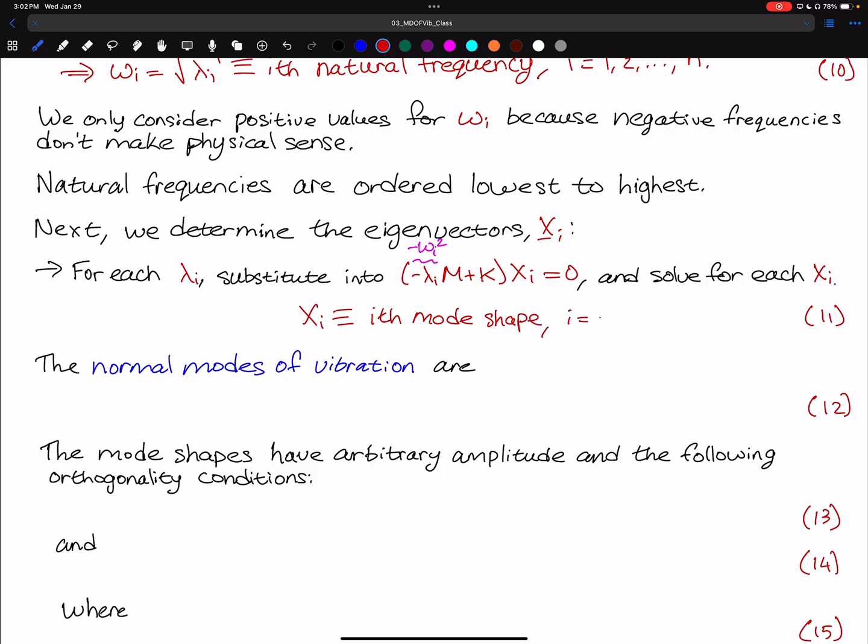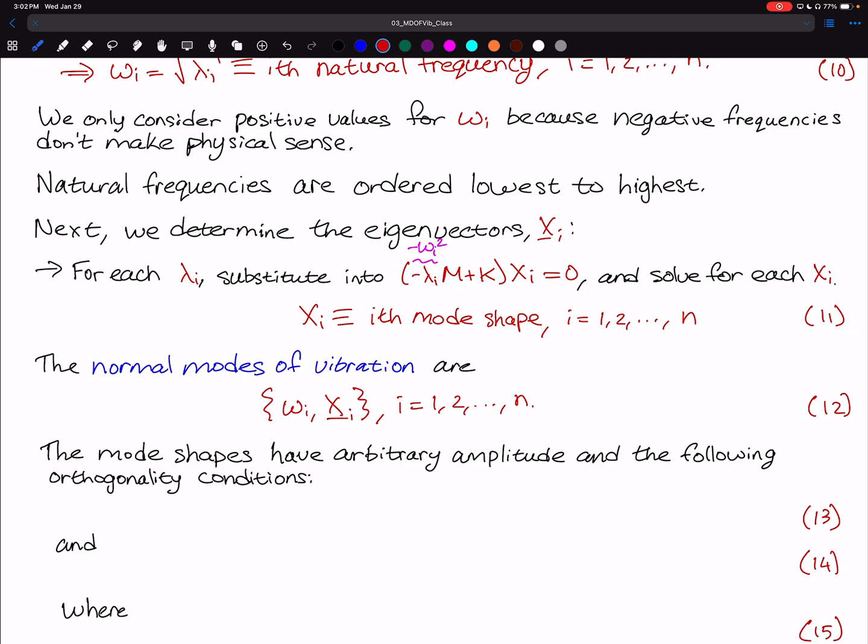Again, i equals 1 up to n. And I'll try to bring some examples of mode shapes for you guys to see. All right, so then the normal modes of vibration are the set of natural frequencies omega_i and the mode shape Xi_i, for i equals 1 up to n.